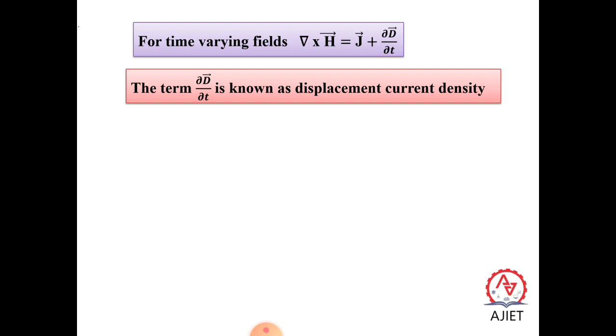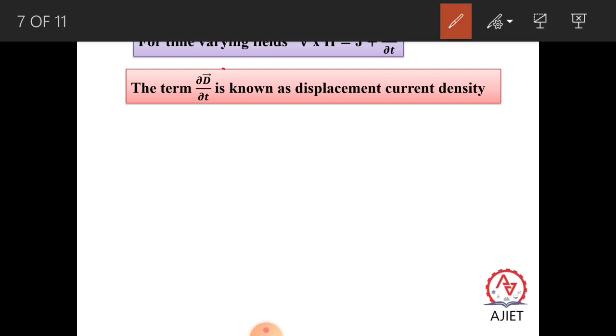In electromagnetism, displacement current or displacement current density is a quantity. What we have written here, dou D by dou t, appears in Maxwell's equation and is defined in terms of the rate of change of D, the electric displacement field. Generally, the displacement current density has the same unit as electric current density.